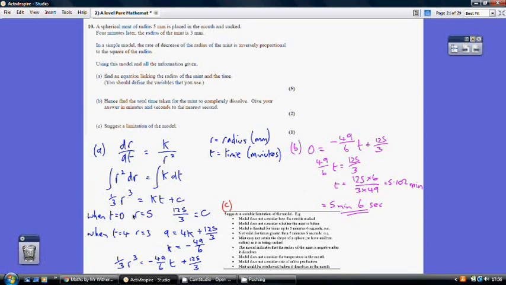We're then given a couple of facts to allow us to work out our two constants k and c. So when t is 0, r is 5. So substituting in, that shows us that c must be 125 over 3. And when t equals 4, r equals 3. So substituting in, we get 9 equaling 4k plus 125 over 3, so k is minus 49 over 6. So our equation, now that we know the two constants, can be rewritten as a third r cubed equaling minus 49 over 6 times t plus 125 over 3.